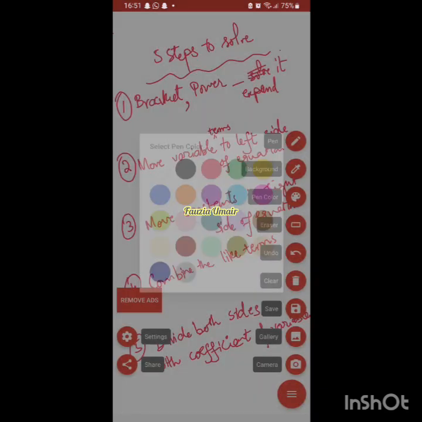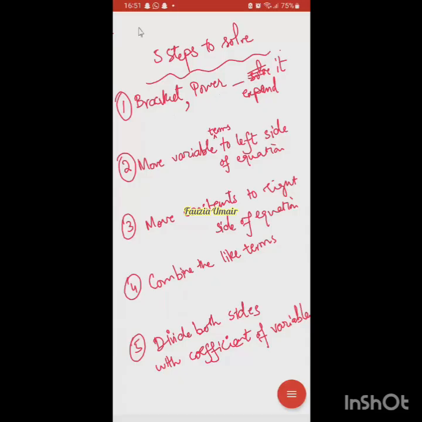So now let's solve one question. For example, I'm writing the question on the top. The question is 3x plus 5 is equal to, let's say, 45. This is the question. 3 into x plus 5 is equal to 45.